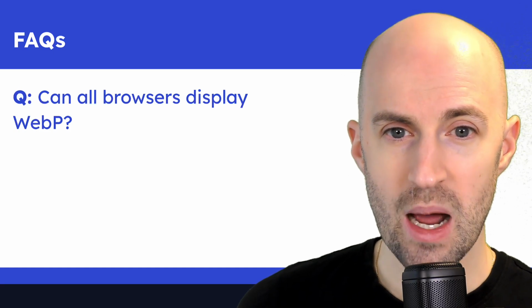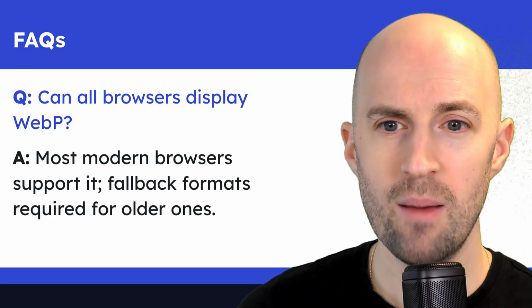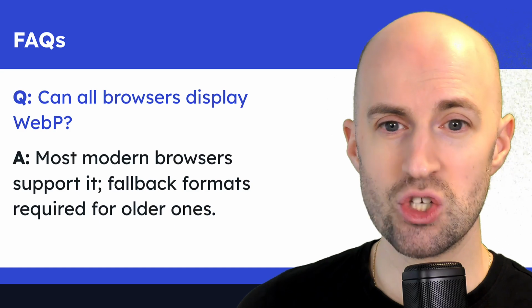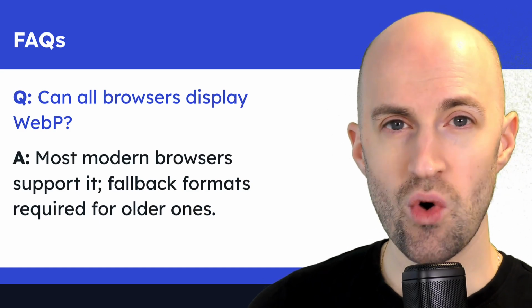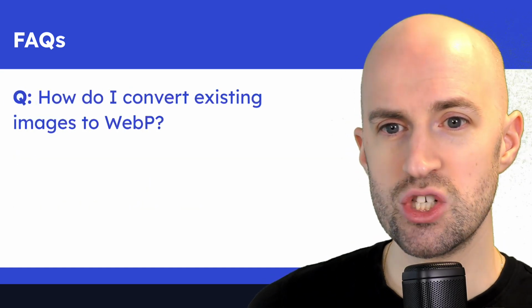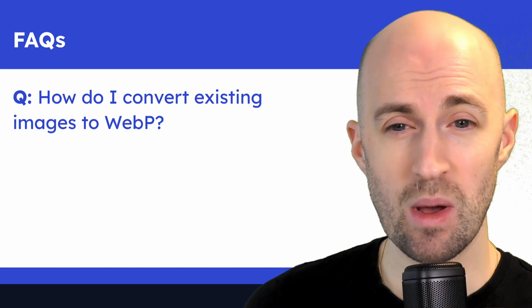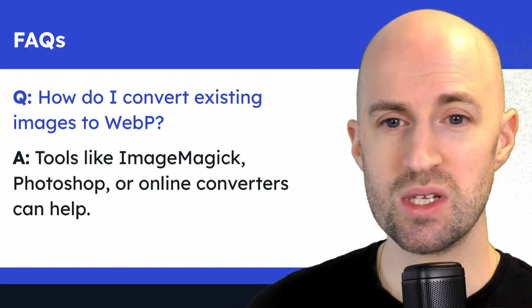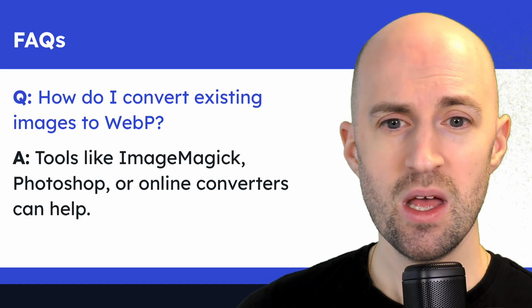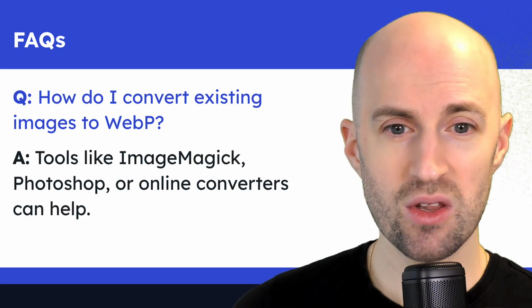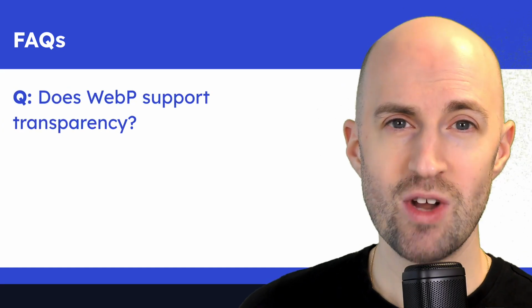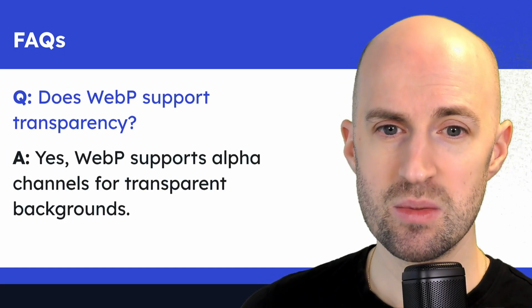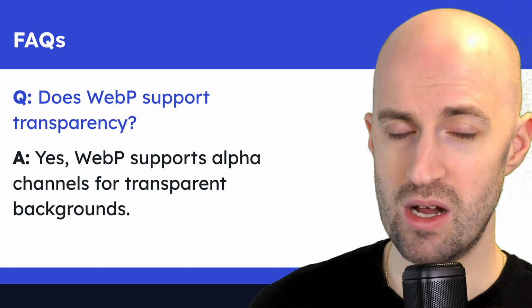So can all browsers display WebP? Most modern browsers support it, but make sure to include fallback formats for older ones. Another question is, how do I convert existing images to WebP? We covered that earlier, but just to recap, image tools like ImageMagick, Photoshop, other image software, and online converters can help a lot. Does WebP support transparency? Yes, it does. It supports alpha channels for transparent backgrounds like PNG does.